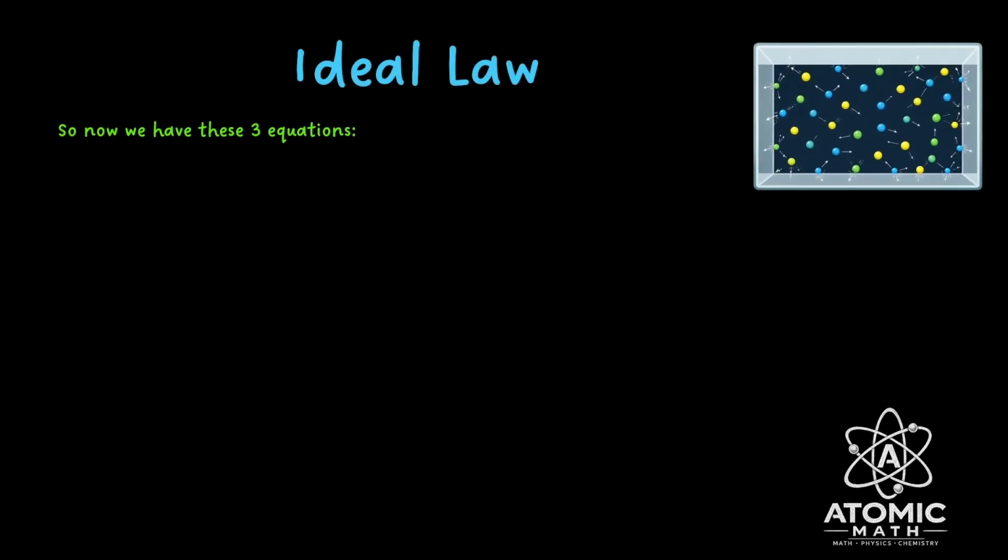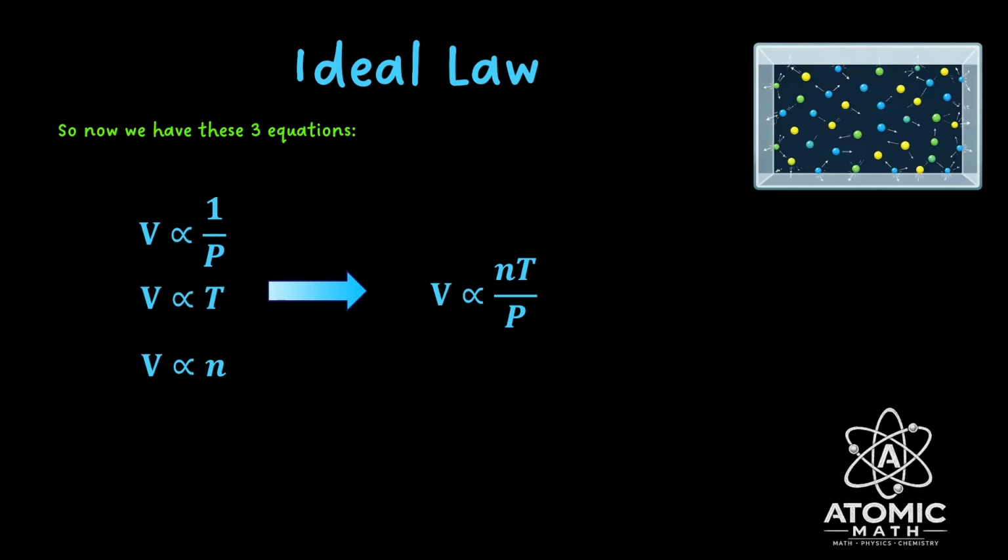So now we have three equations. We have volume is inversely proportional to pressure. We have volume is proportional to temperature, and volume is proportional to the number of moles. So we can combine this because they are all proportional to V and say that V is proportional to the number of moles times temperature divided by pressure. Now notice I'm not saying equals here, I'm saying proportional to.